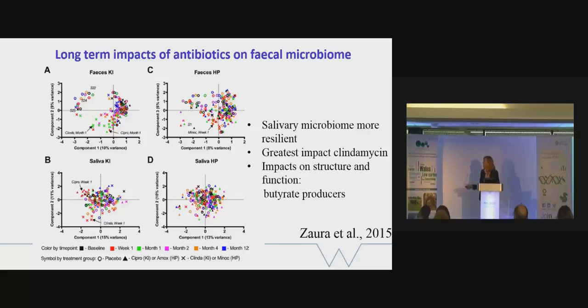This is two different antibiotics. This one is having much greater impact. This is clindamycin and ciprofloxacin. So certain antibiotics have a more dramatic impact on your gut than others. And often it's manifest, you'll get diarrhea, you'll have stomach cramps, something like that. But in the long term, so over a 12-month period, you can see there's still blue outliers here and here. So that shows that there isn't always resilience, and that we should be concerned about our gut flora.